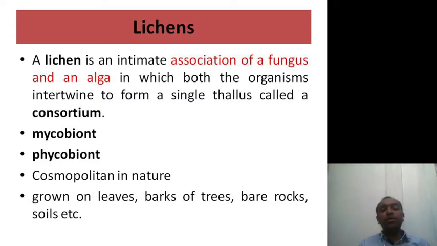Now it is cosmopolitan in nature, so the distribution is cosmopolitan, that is, found almost everywhere. One thing to keep in mind: lichens are very sensitive to pollution. So wherever lichens grow, you can clearly say that that particular area is least polluted. They grow on leaves, barks of trees, bare rocks, soils and other surfaces.